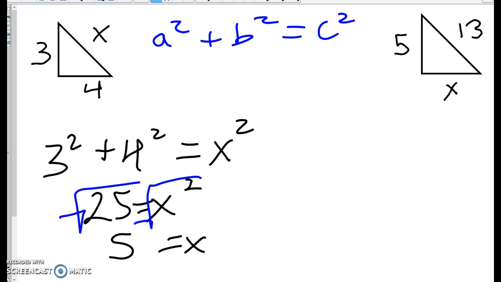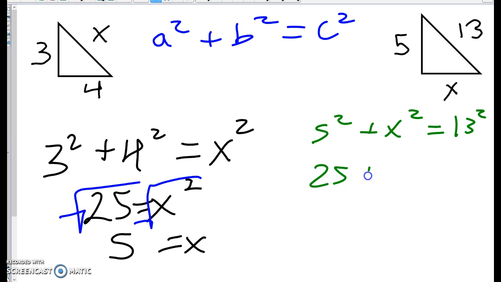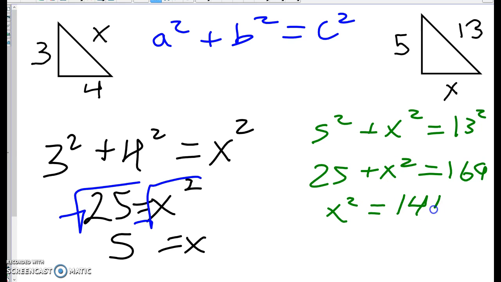And you could have done the same thing with this other equation on the other side, similarly, but plugging in for A or B and C instead. So really quickly, 5 squared plus x squared equals 13 squared. Again, combining your like terms or simplifying, we have 25 plus x squared equals 169. Again, following your normal equation solving steps, we subtract 25 from both sides, get x squared equals 144.